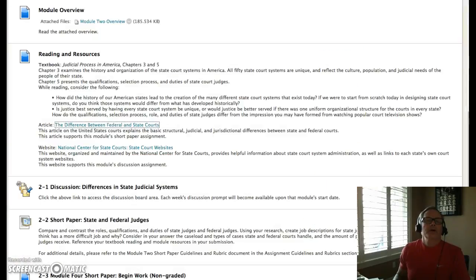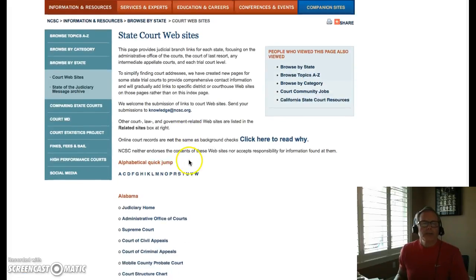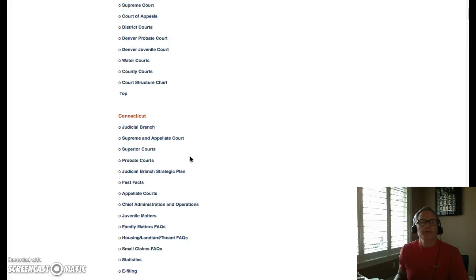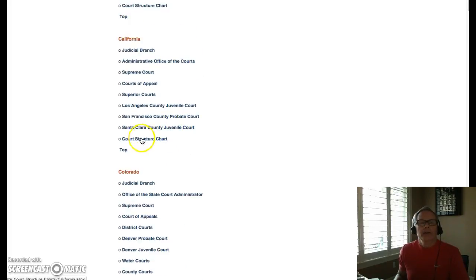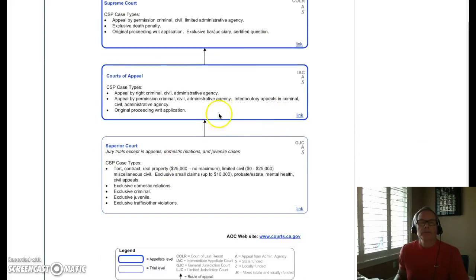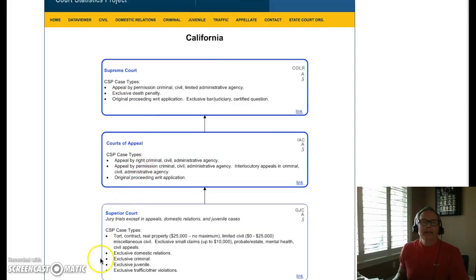And then the other article here has to do with the makeup and structure of the court system. So it gives you a chance to research courts throughout the United States. So if we go here to California, we can take a look at the California court structure, and you can see California is a three-tiered system. For such a big state, 39 million people, it has a relatively simple court structure. We have superior courts, courts of appeals, and then the California Supreme Court.